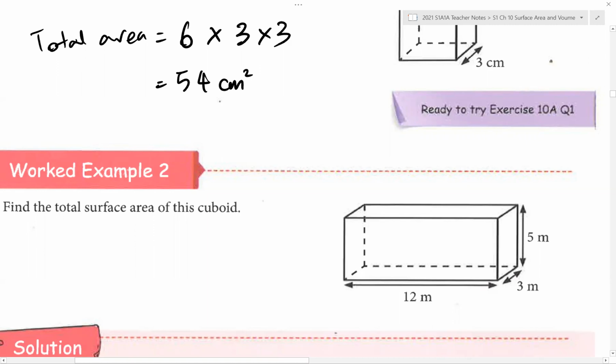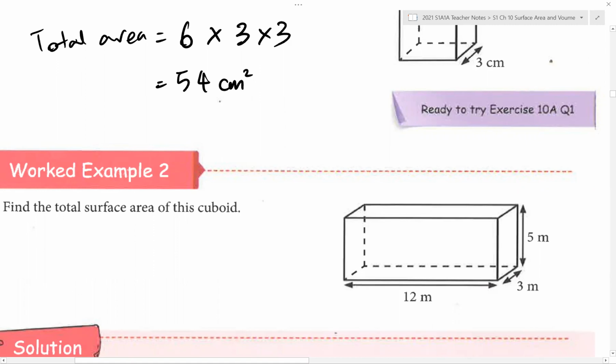Okay, and understand the logic? Front and back are the same. So there are 3 pairs of rectangles. So we don't need to add 6 of them. Just like for a square, I don't need you to do 9 plus 9 plus 9 plus 9 plus 9 plus 9. You do a shortcut: 6 times 9. But for a rectangle, instead of adding them all, we find some of them and multiply by 2. You don't need to keep adding so many of them.